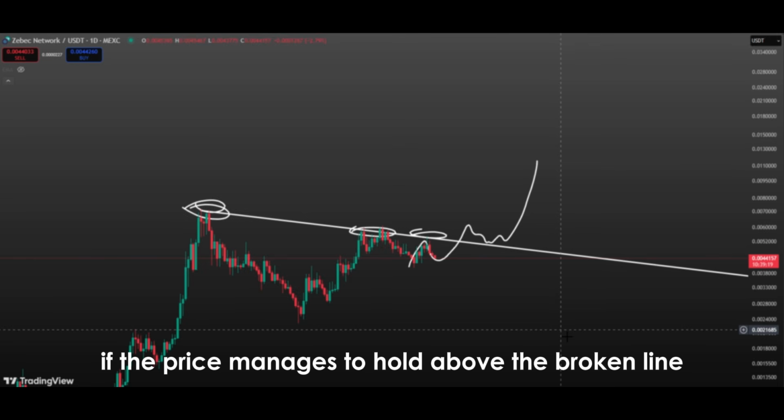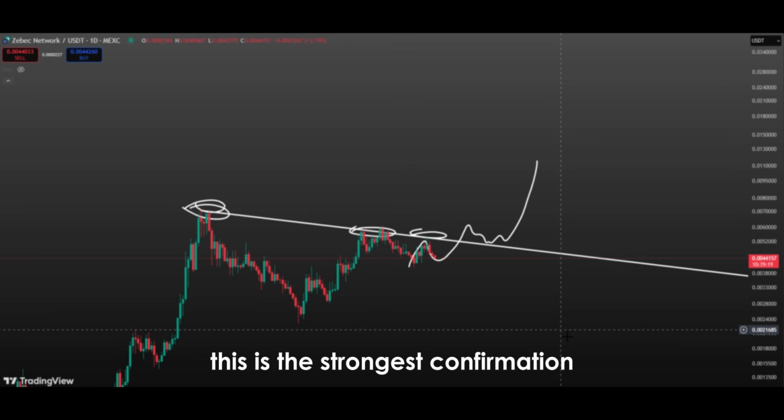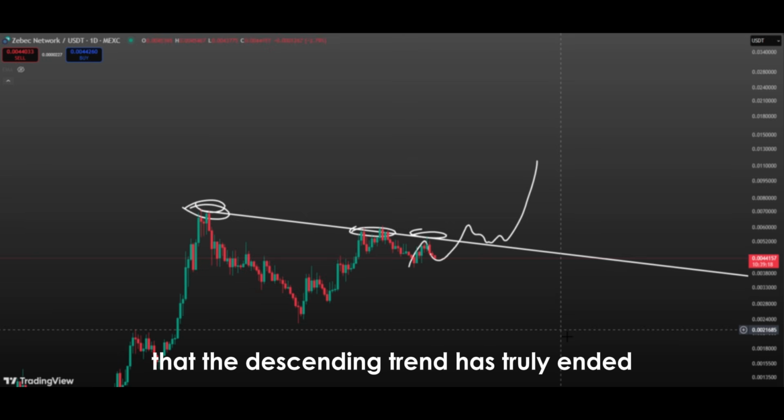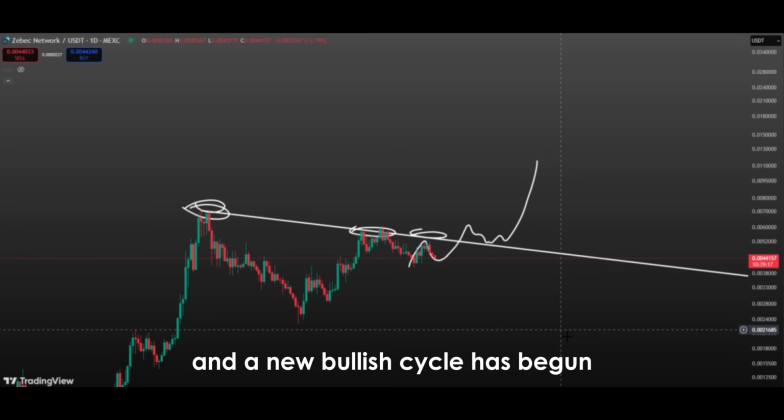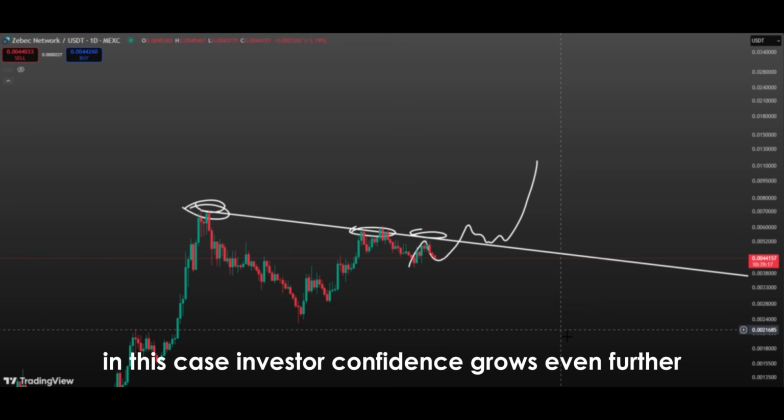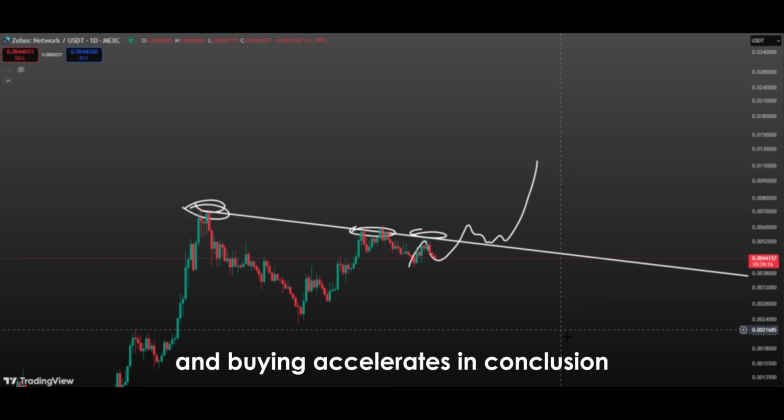If the price manages to hold above the broken line, this is the strongest confirmation that the descending trend has truly ended and a new bullish cycle has begun. In this case, investor confidence grows even further and buying accelerates.